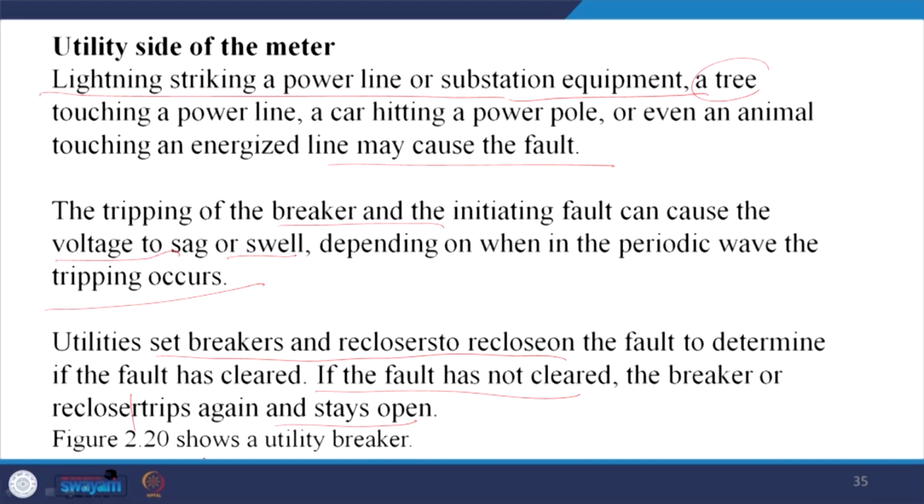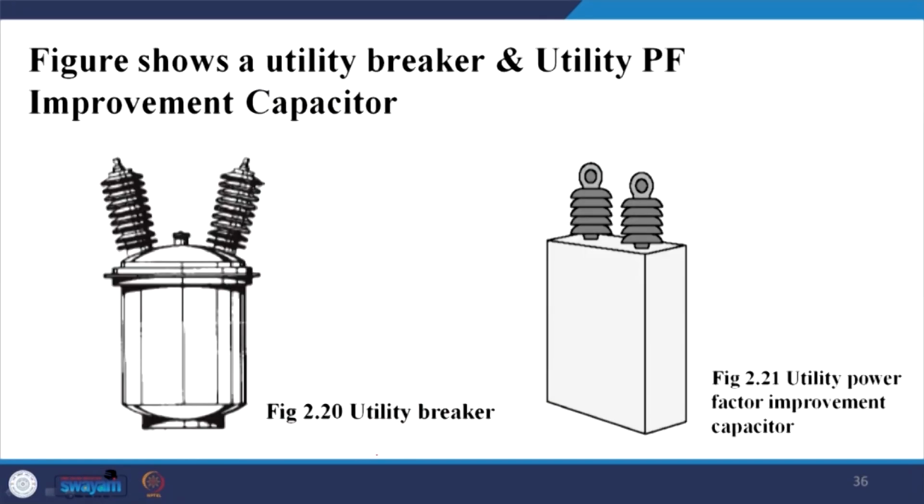So, let us see the utility circuit breaker, you are well known. This is a picture of the utility circuit breaker and unity power factor improvement capacitor. So, these are the entities. Once you switch on or switch off, there has to be a transient, and that causes a power quality problem in a system. It can be sag, swell, or sustained oscillation, fluctuations, anything.